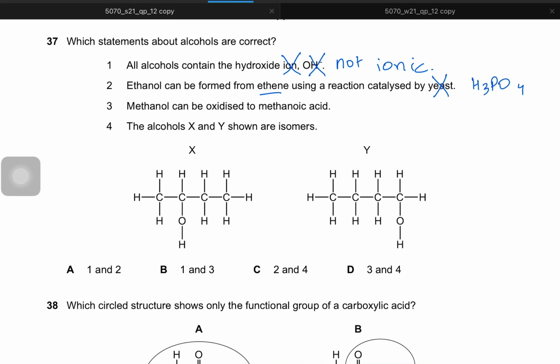Methanol can be oxidized to form methanoic acid. Very true. The alcohols X and Y shown are isomers. So you can see the position of the OH is different. That is why they are isomers. So 3 and 4 is correct. So your answer is D for doctor.